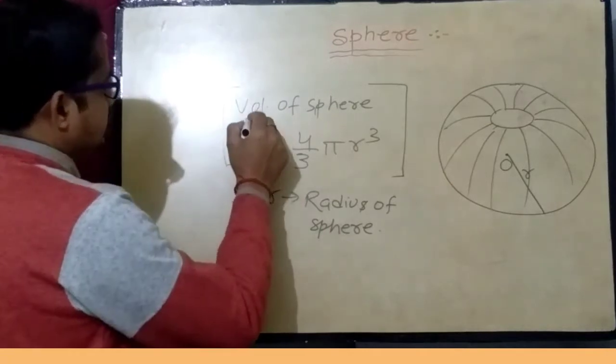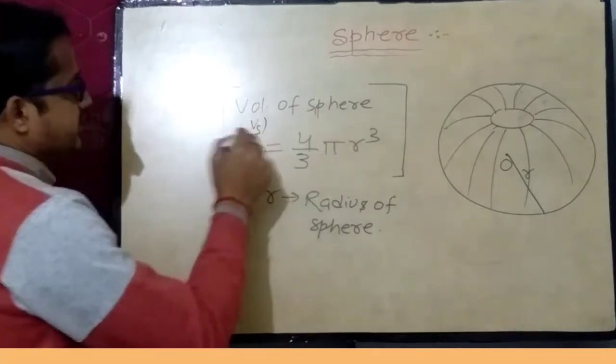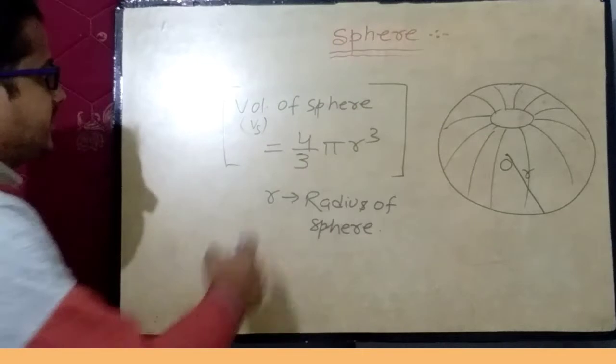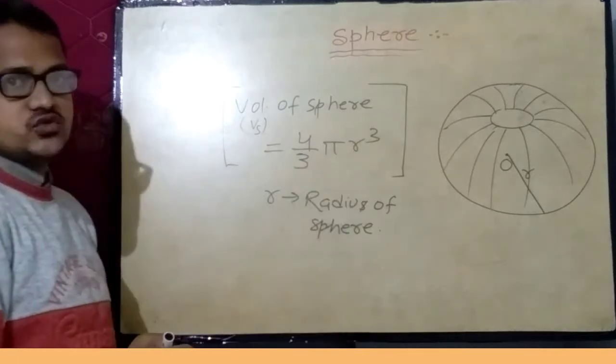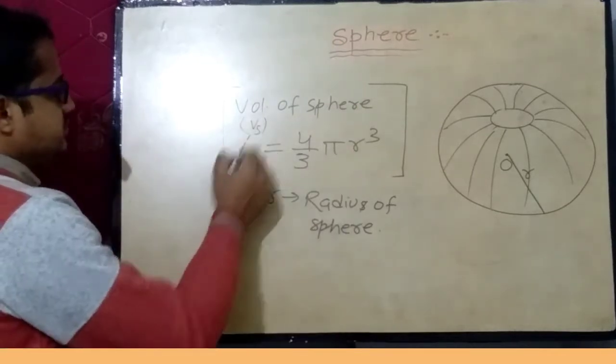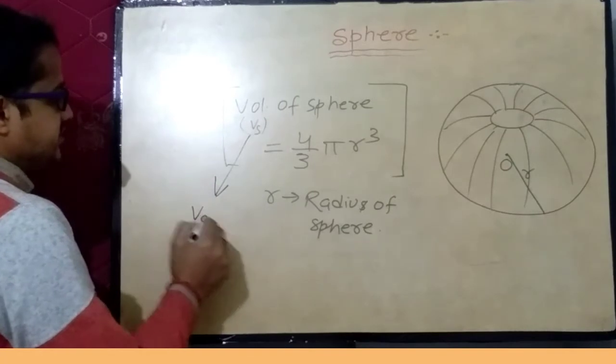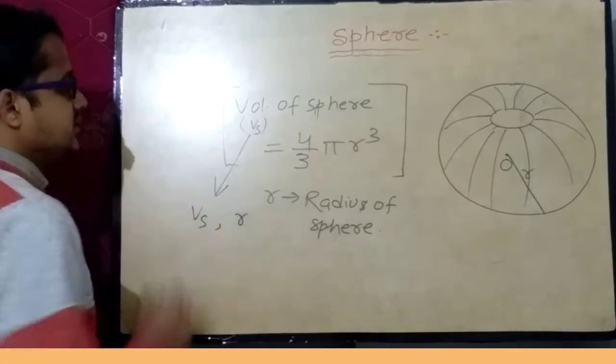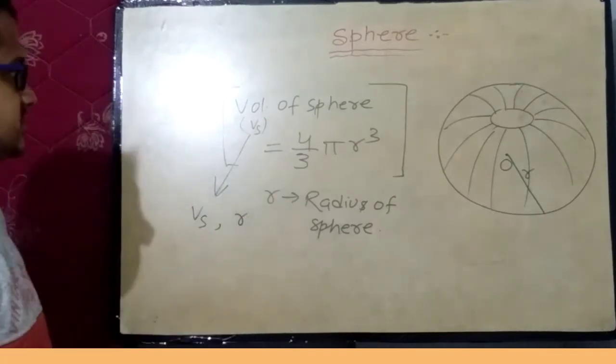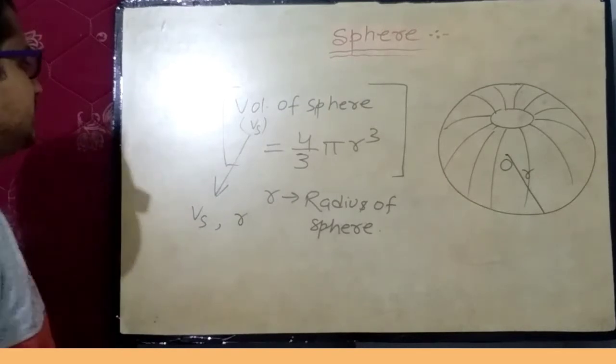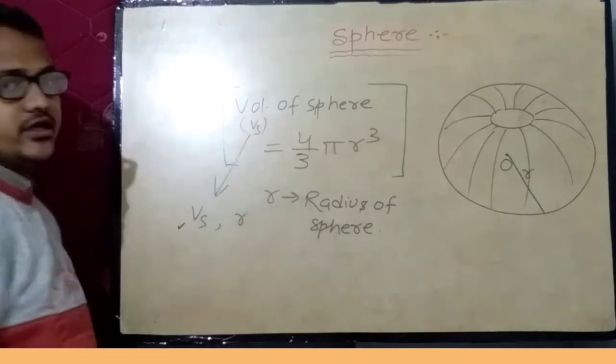How many unknowns are there? Suppose this is Vs, that is the volume of a sphere, and this is r, which is the radius of a sphere. So there are 2 unknowns: the first one is Vs and the second one is r. Out of these 2 variables, if one variable is given to you, then you can calculate the other variable.